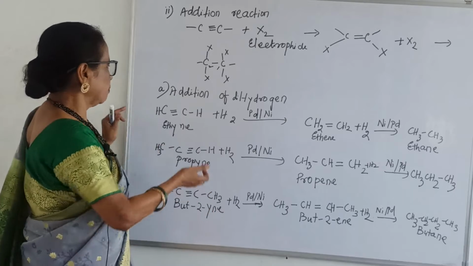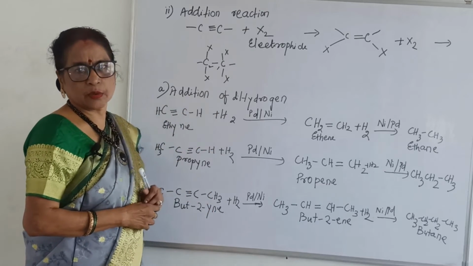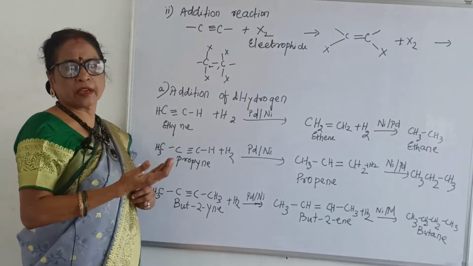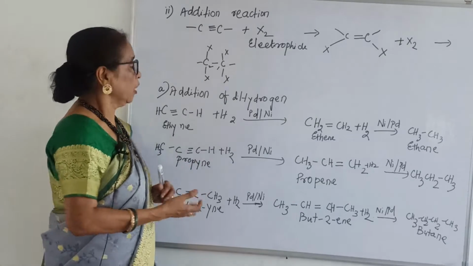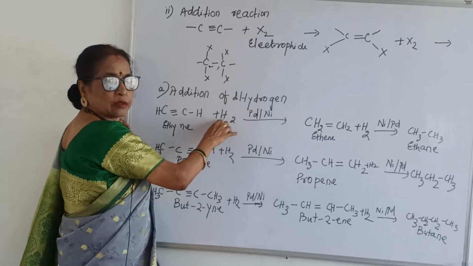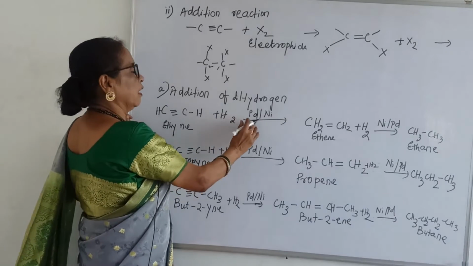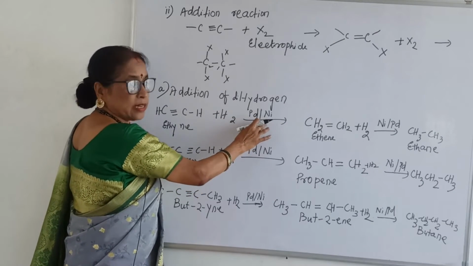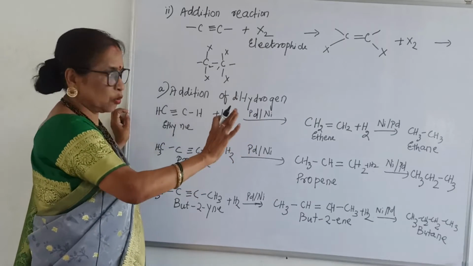Let us see one example, addition of dihydrogen. If I say hydrogen, it may be confused with H. That is why dihydrogen means the hydrogen molecule. A catalyst should be used; if a catalyst is not used, the reaction is not going to complete.